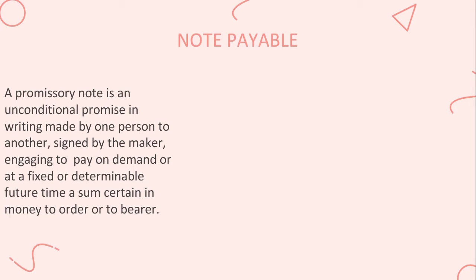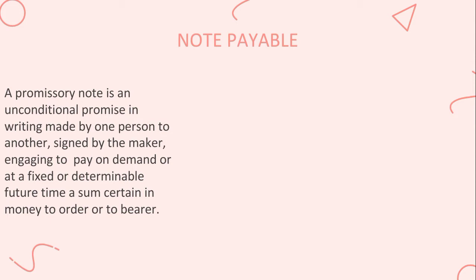For example, if the creditor says you should pay your credits within this month, the maker can do nothing, because under the contract it was written pay on demand. So the bearer or the creditor has the right to demand payment of the debt. When I say determinable future time, this is actually the most common. There is a maturity date, a specified period for when the maker will pay the debt, plus the interest.